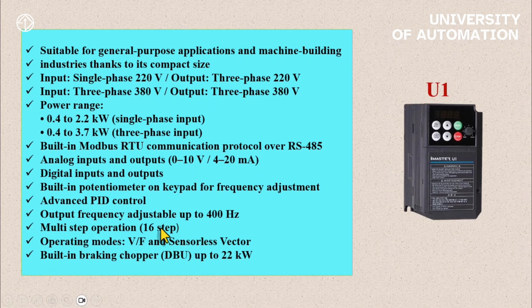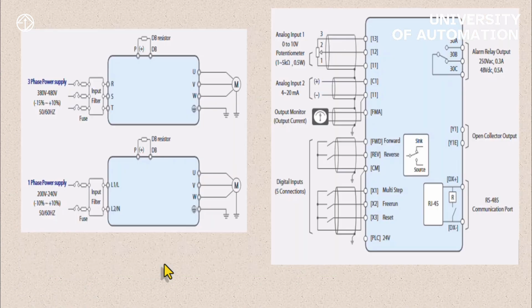The operating modes supported by this inverter are VF and sensorless vector. It has dynamic braking up to a power of 3.7 kilowatts. So you no longer need to use a chopper, and you can connect your resistor directly to this inverter. And here is the schematic of the U1 inverter.